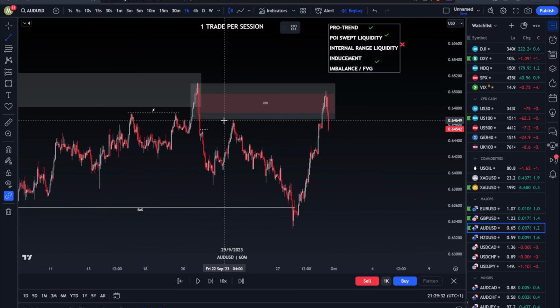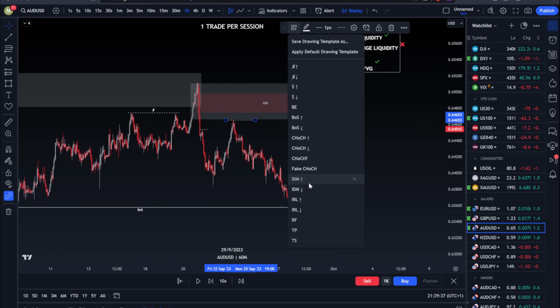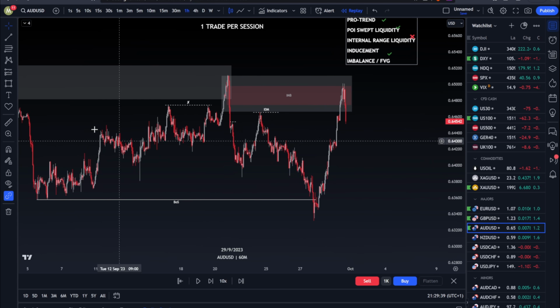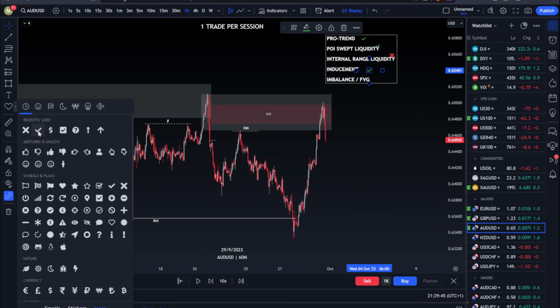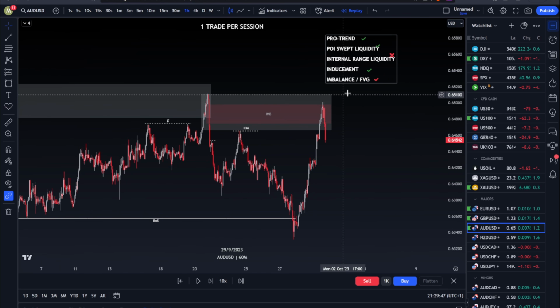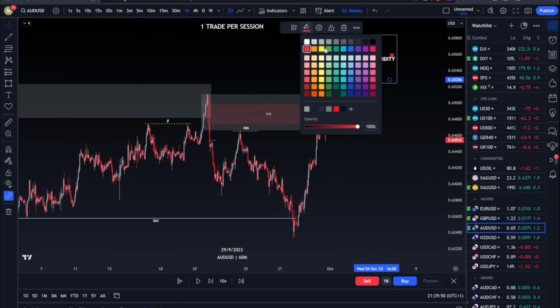So this is our inducement, or our IDM, how I call it. And then we already have 4 confluences, which makes our order block, or POI, valid.